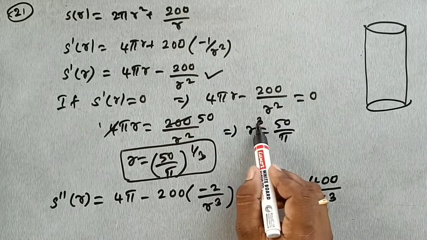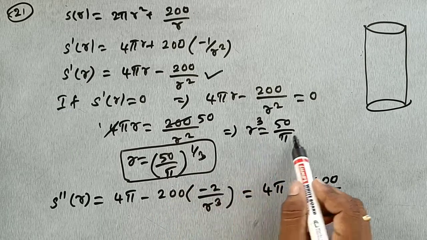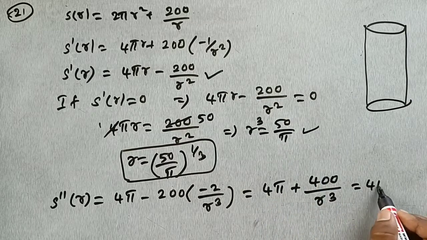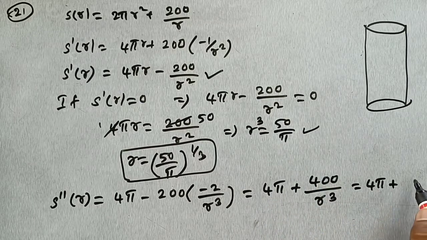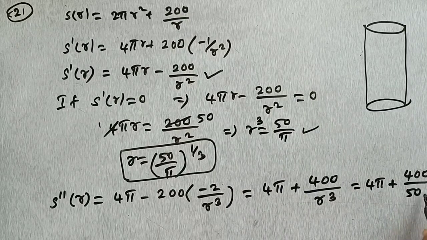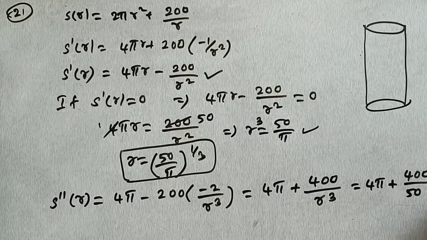R equal to (50 by pi) power 1 by 3, or R cube equal to 50 by pi, which I am substituting here. I will get 4 pi plus 400 divided by 50 by pi, so pi will go to the numerator. Anyhow, this value is greater than 0.